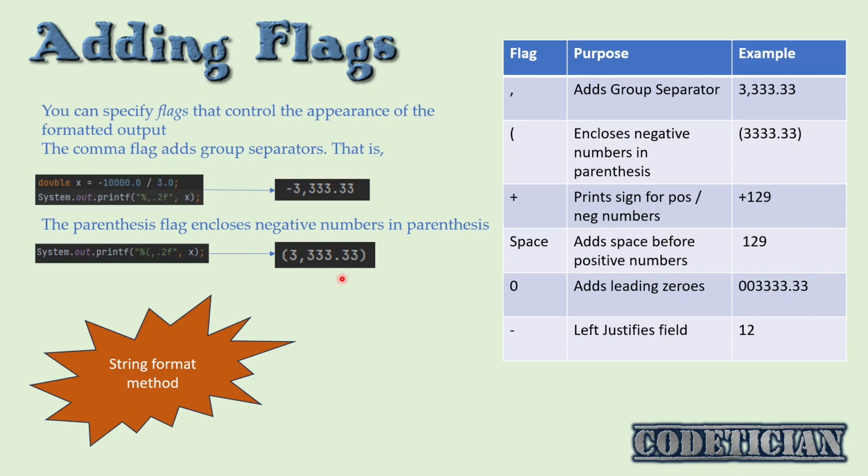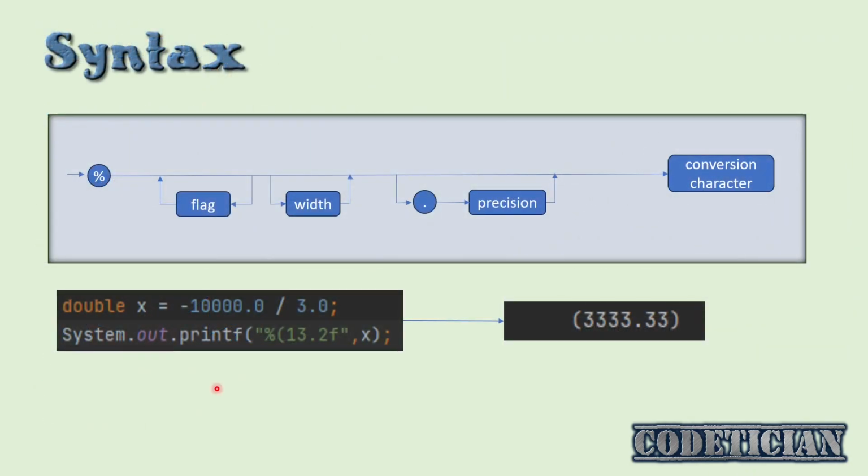Now, if you don't want to print these transformations or this formatting, and you just want to store that formatted string into a variable, you can simply use the string format method. It will format your string, and then save it in your string variable. We are going to see that, of course, in our practical section. But now let's move to the syntax.